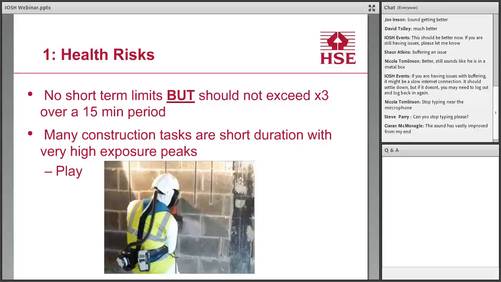So as a rule of thumb, what we say is you shouldn't really exceed, if we use the silica example, the 0.1 by 3 times over a 15-minute period. But what we find is that many construction tasks that are short duration have very, very high exposure peaks. And what we'll just do now is play the video. It shows you that in kind of real terms.